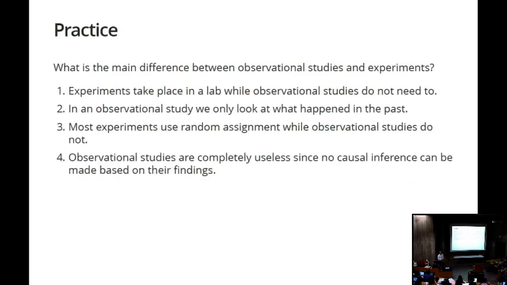So here is one more question for you. This sort of wraps up 1.5. What is the difference between an observational study and an experiment? These are your four options. Number one, experiments take place in a lab. Number two, in an observational study, we only look at the past. Number three, experiments use random assignment. Observational do not. And number four, observational studies are completely useless because you can't base causal inference on them.